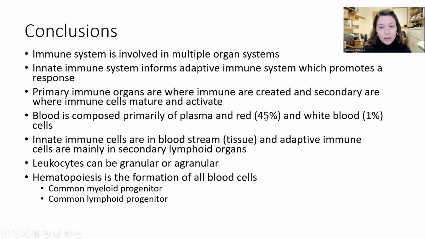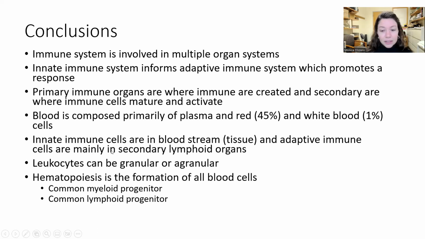Immune cells are involved in multiple organ systems. Hopefully you can name a few. The innate immune system informs the adaptive immune system, which promotes a response. The primary immune organs are where they're created or educated, and secondary are where they mature and become activated. Blood is mostly composed of the liquid plasma, red blood cells, and white blood cells, but only 1% white blood cells. They still get the job done most of the time.